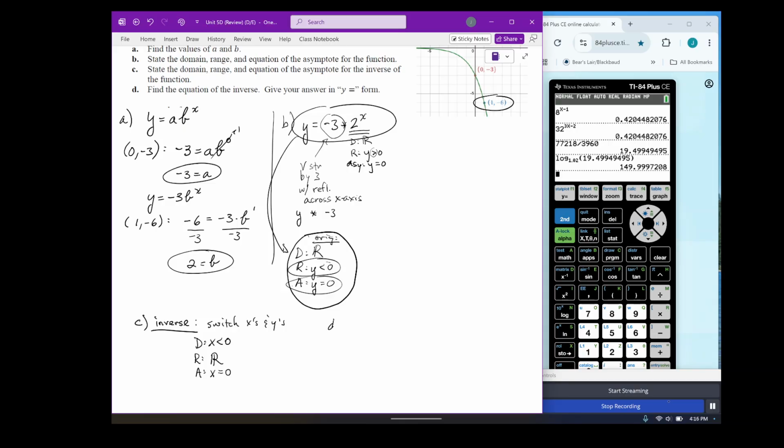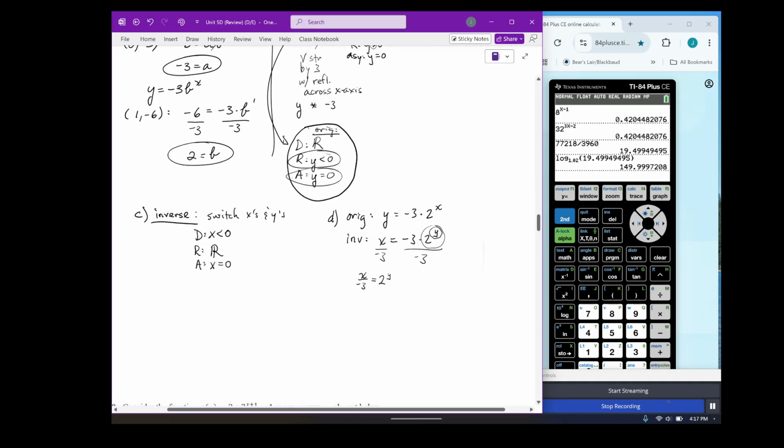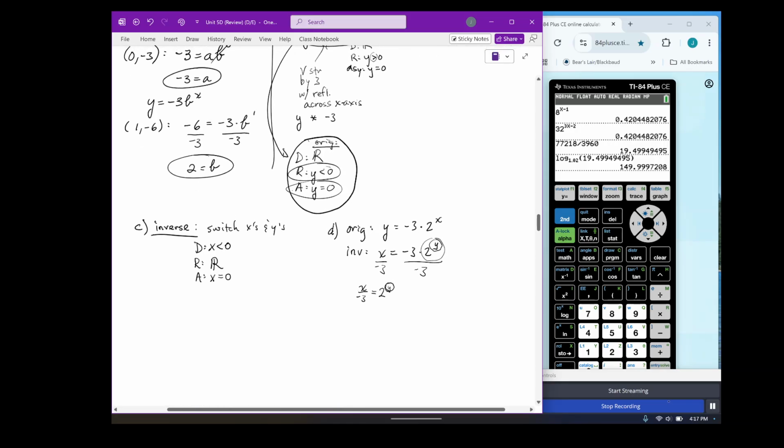Now for D, it says actually find the inverse and give the answer in y equals form. So here's the original: y equals -3 times 2 to the x. For the inverse, I switch x and y. Now the goal is to get y by itself because it says y equals form. So first let's isolate 2 to the y. We'll divide the -3 over. Now we've got x over -3 equals 2 to the y. And now we need the exponent, and the way to get the exponent by itself is to convert to logs.